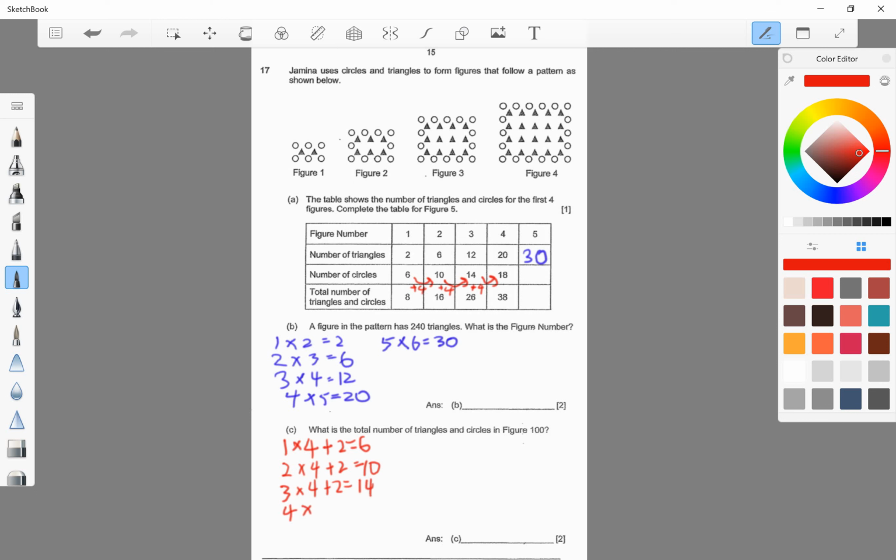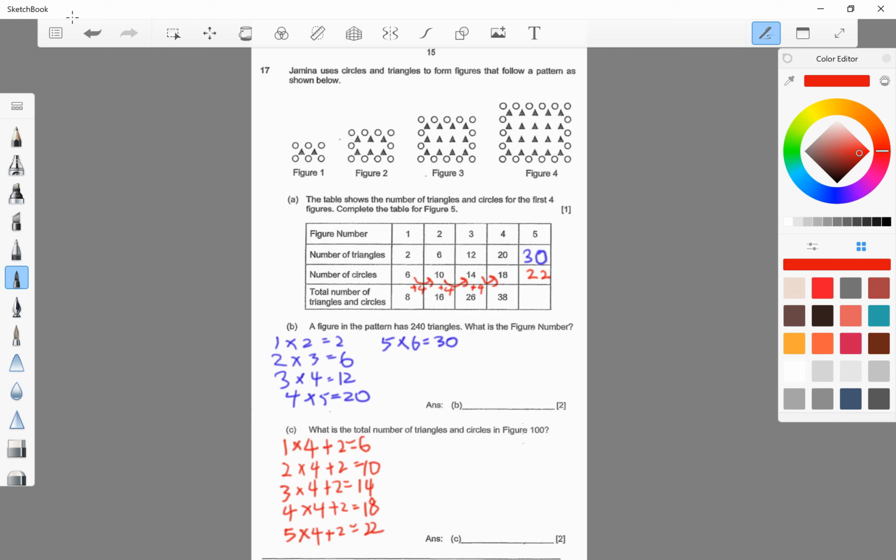4 times 4 plus 2 gives me 18. So for the table itself, figure 5, it has got to be 5 times 4 plus 2 to give me 22. Alright, so for figure 5, number of circles is actually 22.